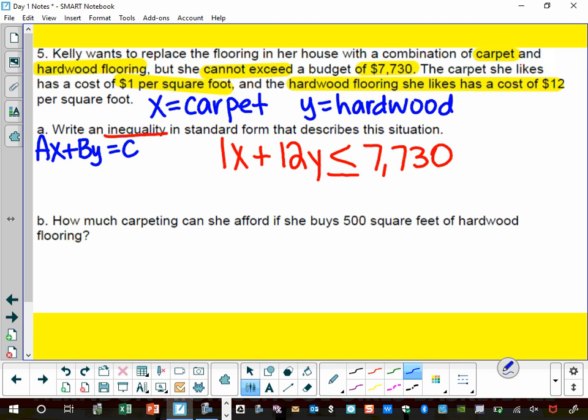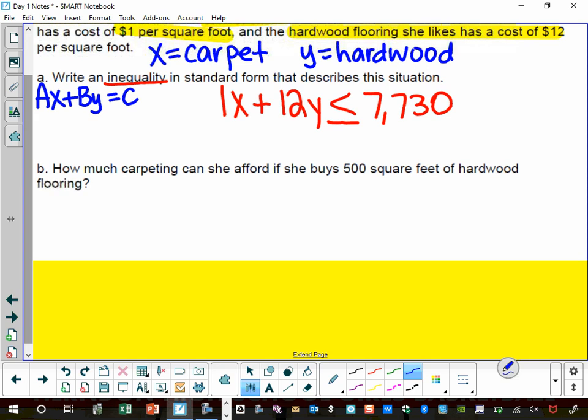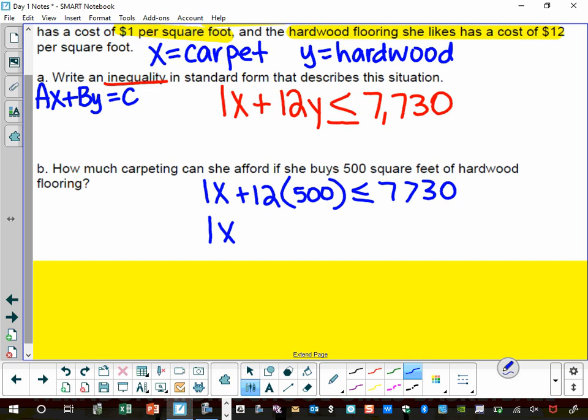Letter B says, how much carpeting can she afford if she buys 500 square feet of hardwood flooring? What do I have to plug in here? 500. 500 for what? Hardwood, instead of y, right? That's all I'm plugging in because that's all they told me so far. And I'm looking for x, which is my carpet. Curtis, in your calculator, can you do 12 times 500? You got 6,000, good.